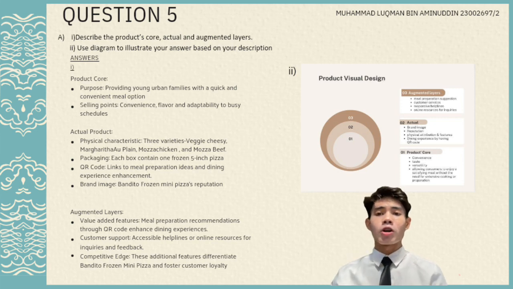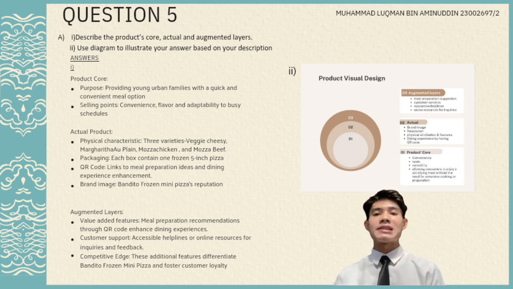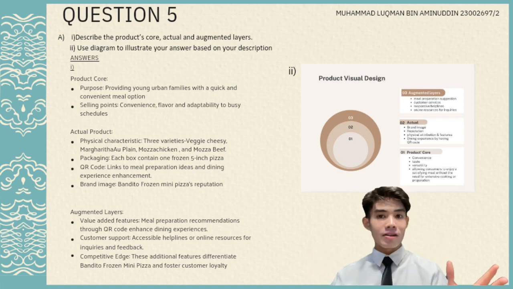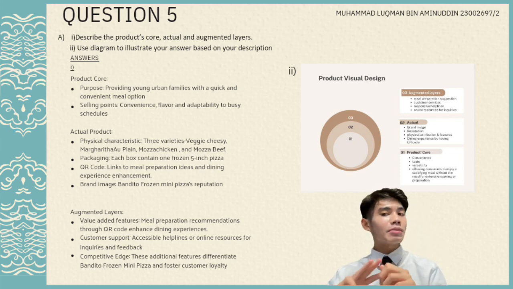So, for the product core, convenience, flavor, and adaptability are the product's main selling points since they let users have a good dinner without requiring a lot of cooking or preparation. Whereas the actual product, the Bandito frozen mini pizzas, is made up of physical characteristics and features. This covers the 3 types that are offered, which are veggie cheesy, margarita or plain, mozzarella chicken, and mozzarella beef.